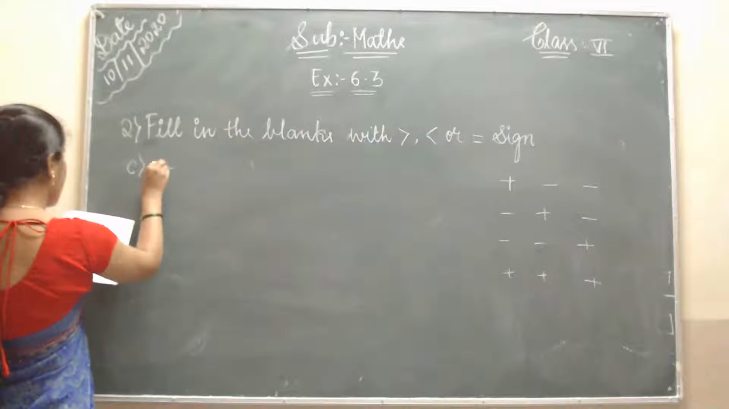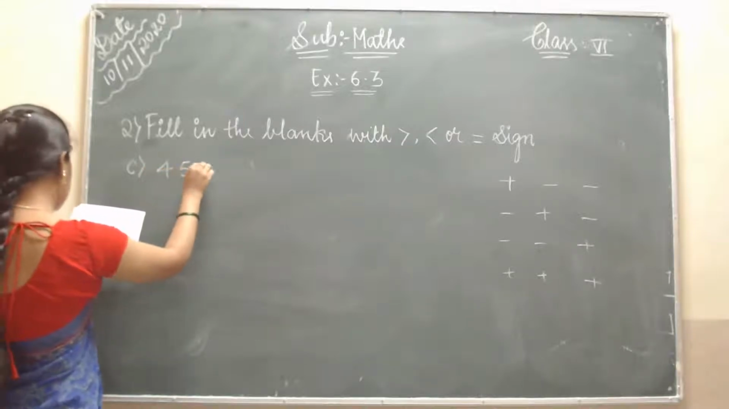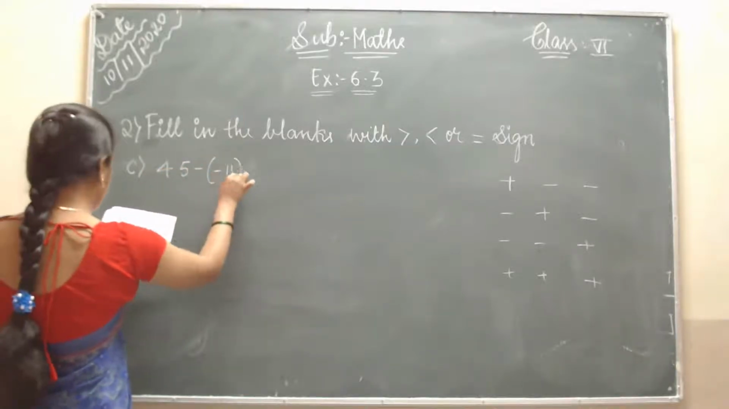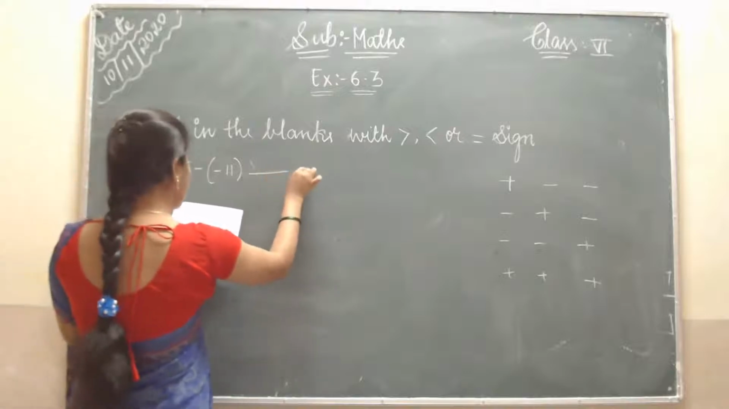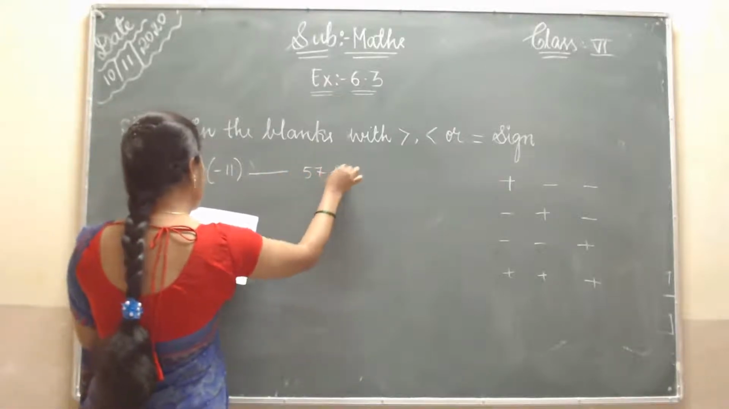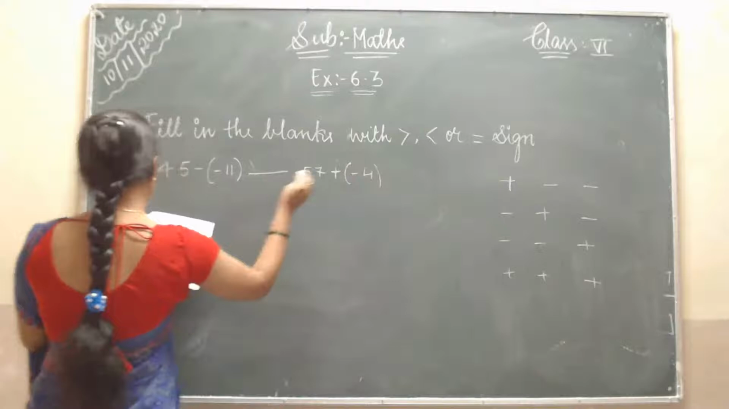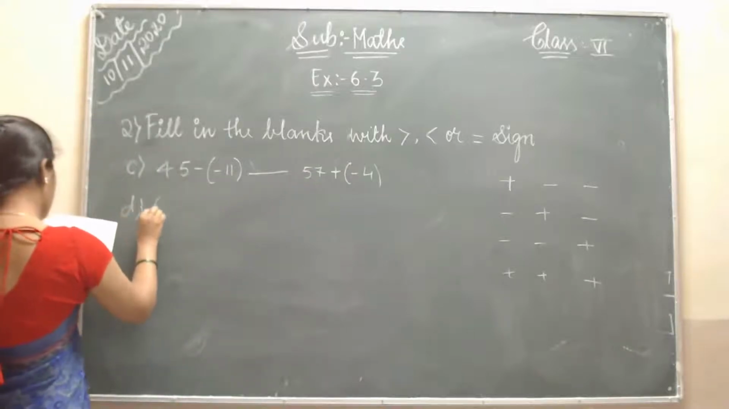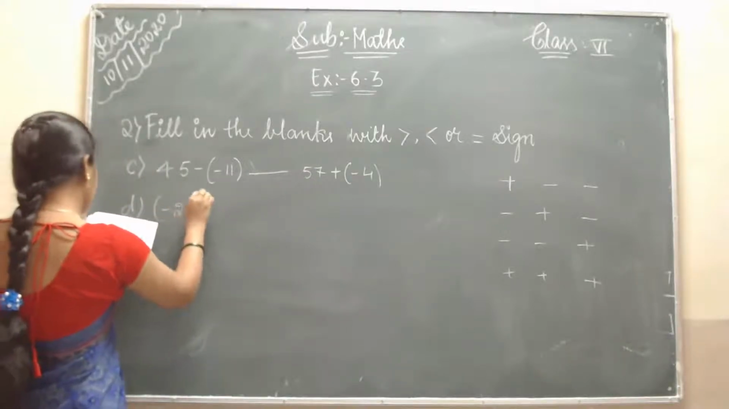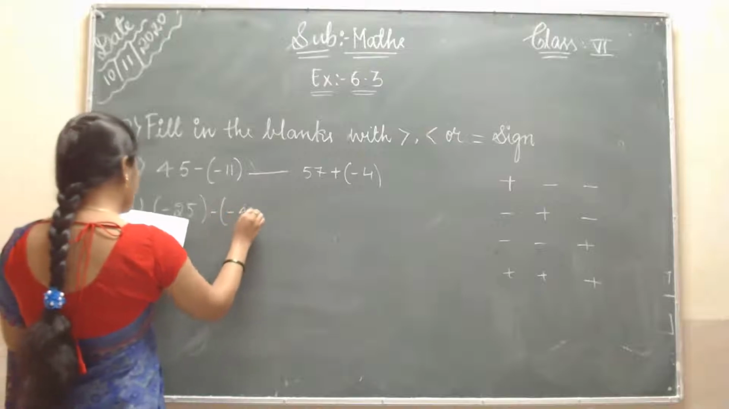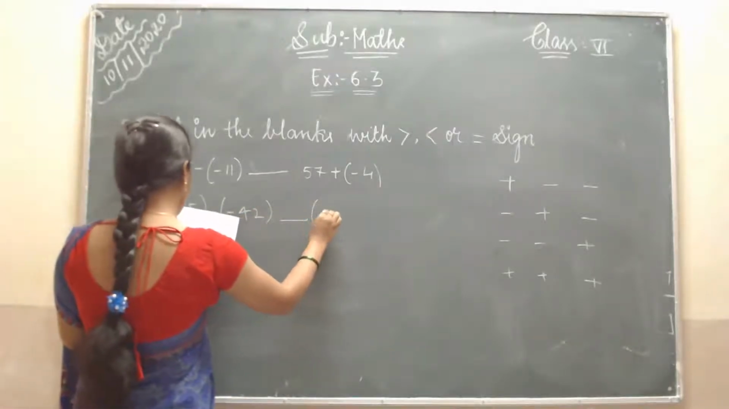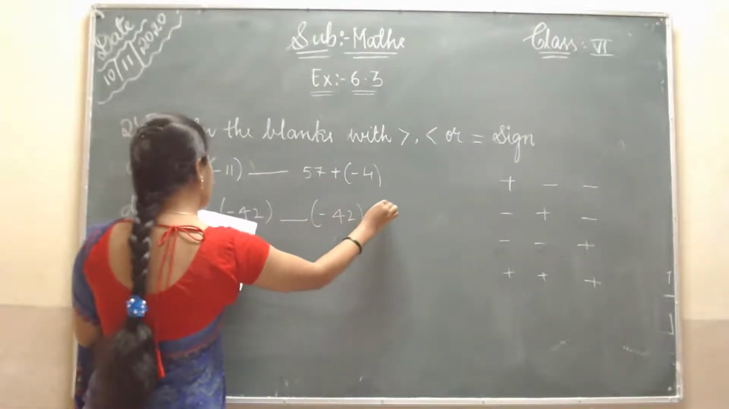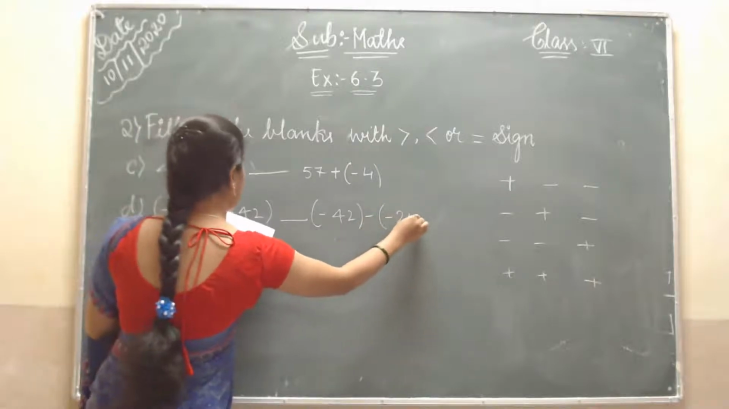See, 45 minus of minus 11, dash, 57 plus of minus 4. D: minus 25 minus of minus 42, dash, minus 42 minus of minus 25.